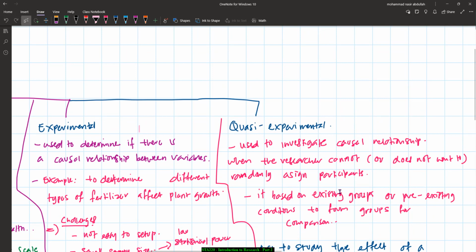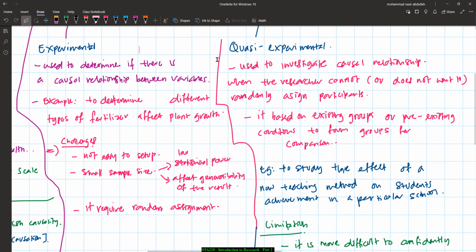However, another difference between experimental and quasi-experimental design is the issue of sample size, right? We want to select members into an experimental group, but if you are dealing with people, not all people will agree to join the experiment, right? It will lead to a lot of ethical issues, so there are many challenges there.